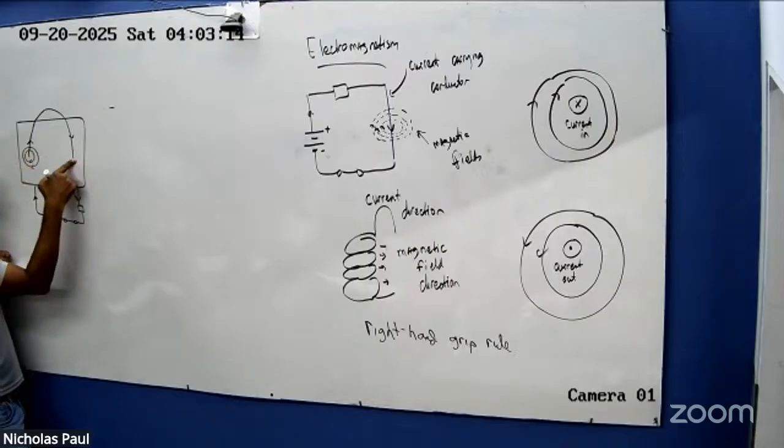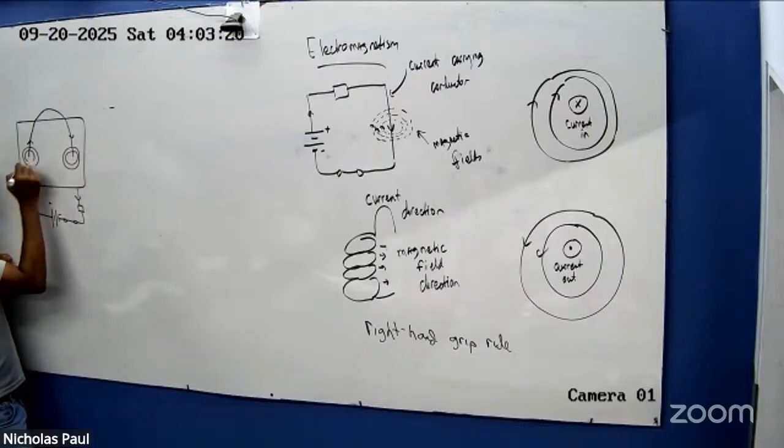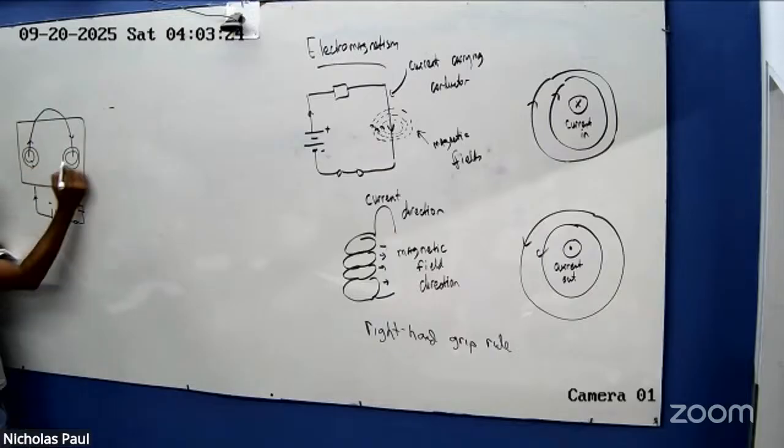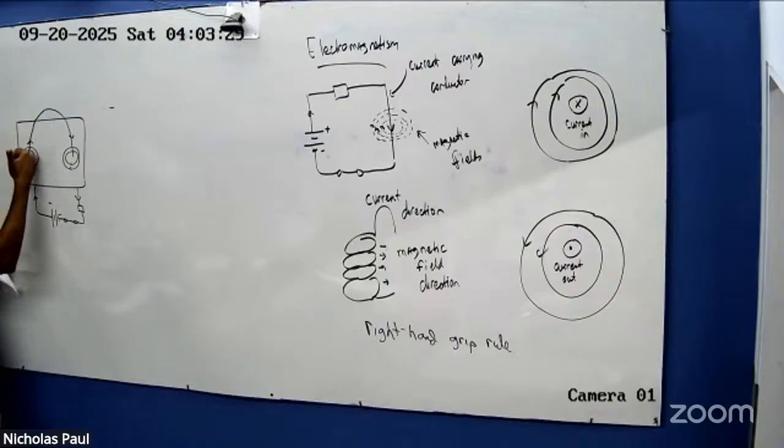And here is automatically what? Oh wait, here is anti-clockwise, right? And here will be clockwise. That's okay? So it's coming out here and going in here. Everybody clear with that?